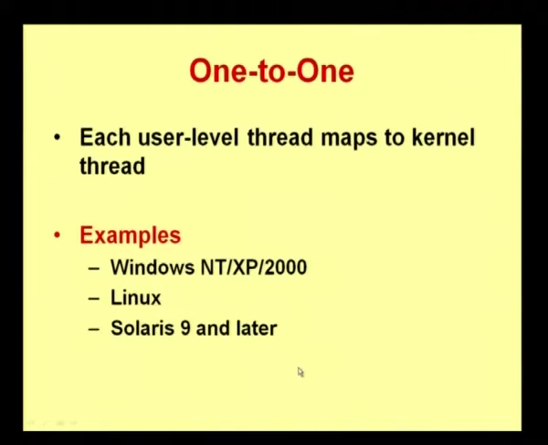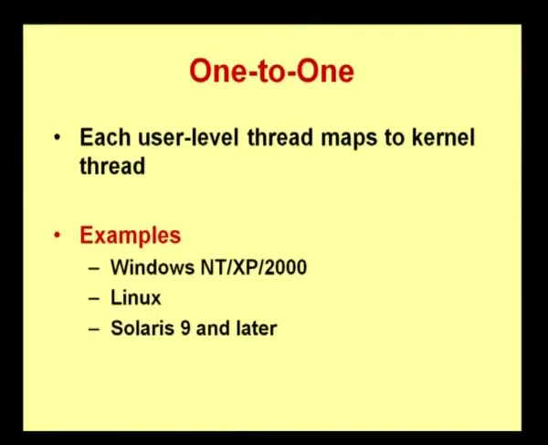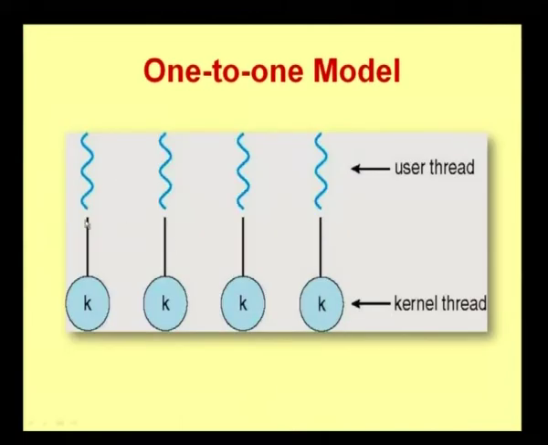Next is the one-to-one model, wherein one user thread is used by one kernel thread. For example, it is used in operating systems such as Windows NT, Windows 2000, Windows XP, and so on. It is also used in operating systems such as Linux and Solaris 9. This is how it looks: you have the user threads and these are the kernel threads, and for each and every thread, a kernel thread responds.